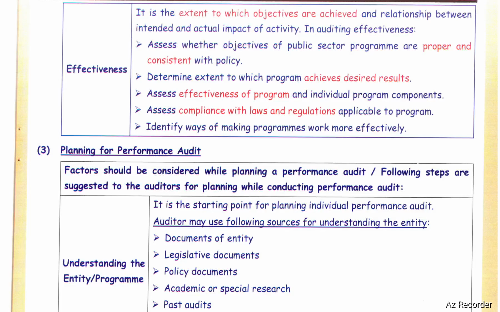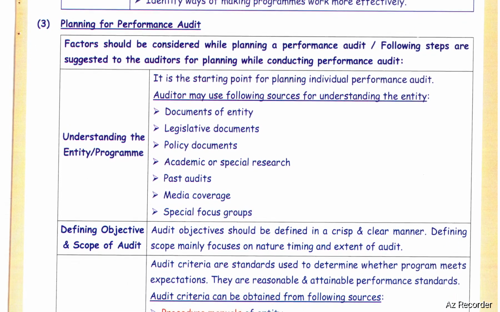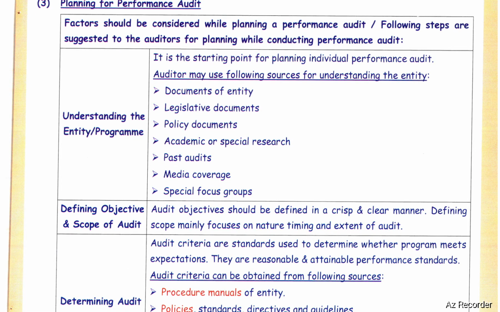Planning for performance audit. Factors should be considered while planning a performance audit. The following steps are suggested to the auditors for planning while conducting a performance audit. First one, understanding the entity or program. It is the starting point of planning an individual performance audit. The auditor may use the following sources for understanding the entity: documents of the entity, legislative documents, policy documents, academic or special research, past audits, media coverage, special focus groups.